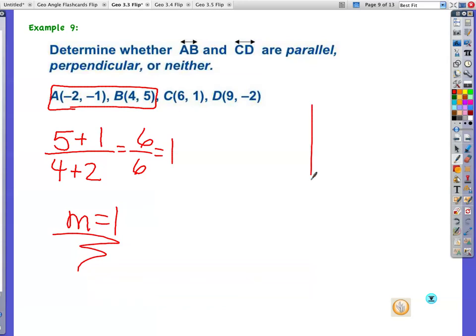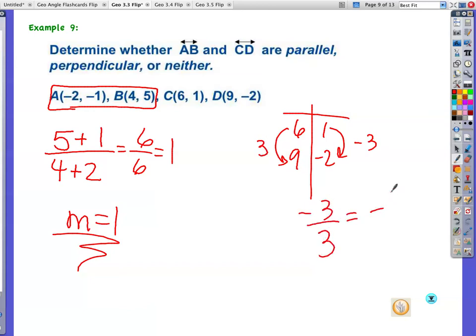So I have a slope of 1 over here. And now I'm going to go back to my lovely table when I do 6, 1, and 9, -2. To get from 1 to -2, think of the number line, I go down 3. To go from 6 to 9, I have to add 3. So I have -3 over 3. That gives me -1.